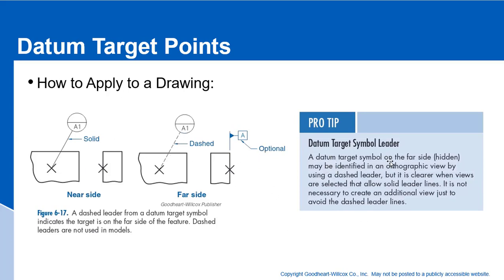A datum target symbol on the far side, hidden, may be identified in an orthographic view by using a dashed leader, but it is clear when the views are selected to allow solid leader lines. It is not necessary to create an individual view just to avoid the dashed lines. So if you really get in a pinch on your drawing, you can use a dashed line and identify this on the far side of your part.